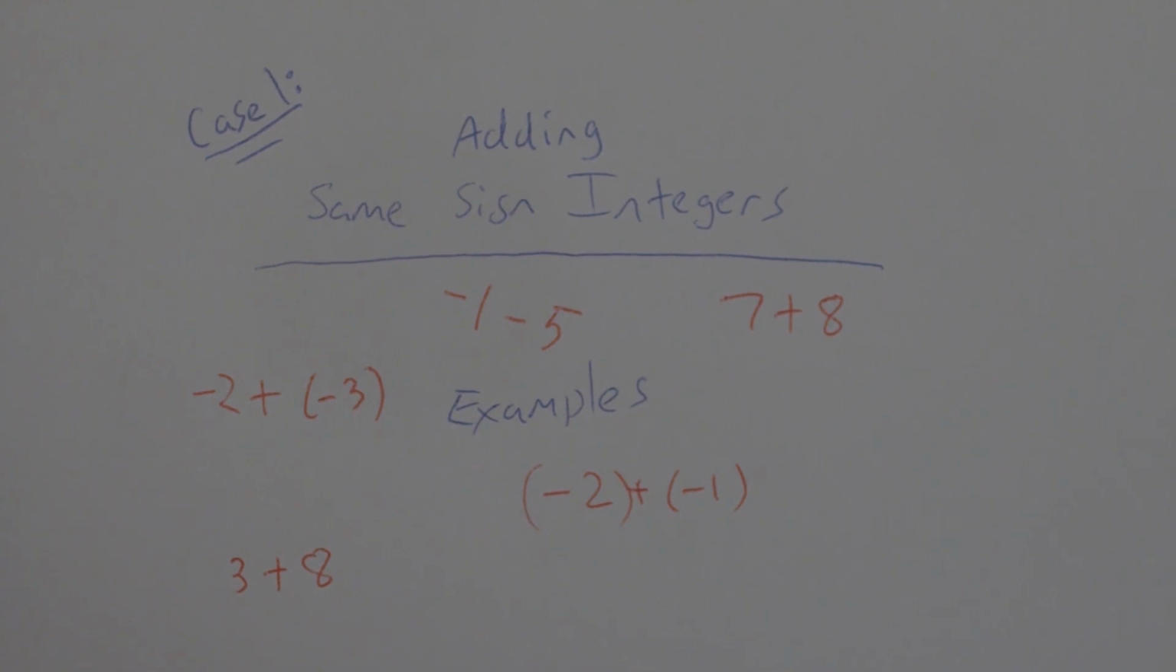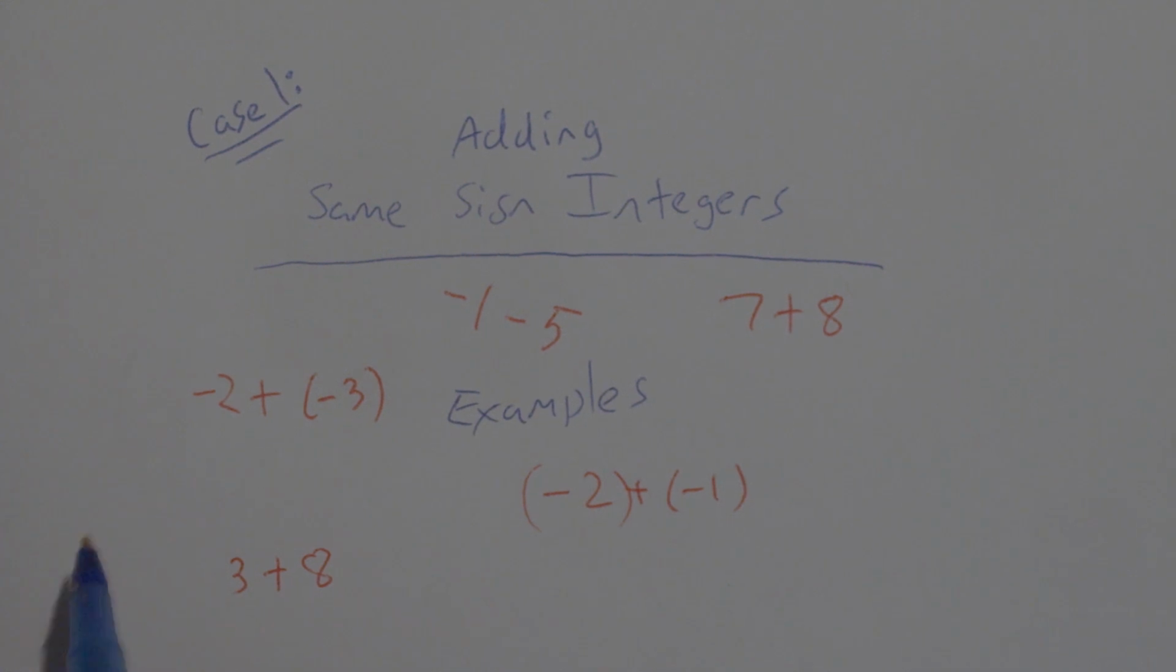Note that in every one of these examples, the signs of the integers that we're adding are the same. So in other words, here they're both negative, here they're both positive, here they're both negative, here they're both negative, and here they're both positive. This is what we call case 1.